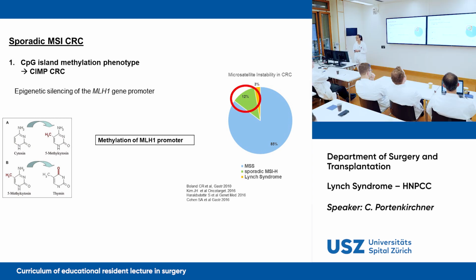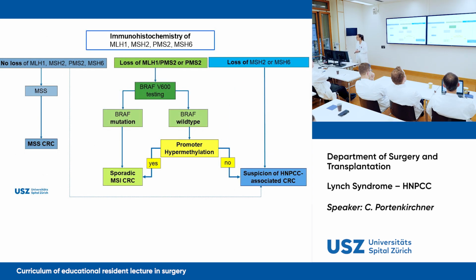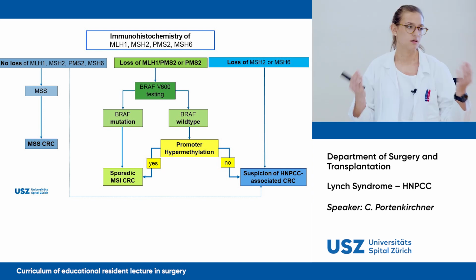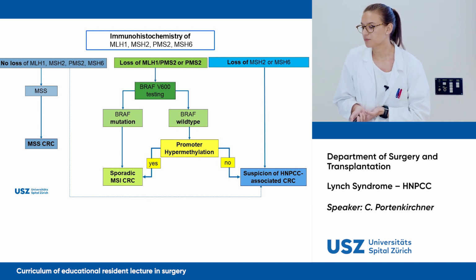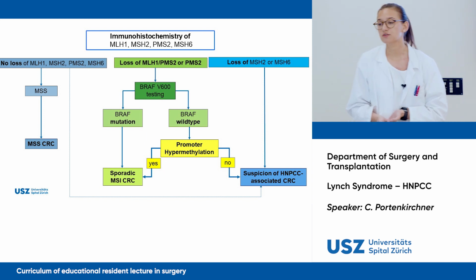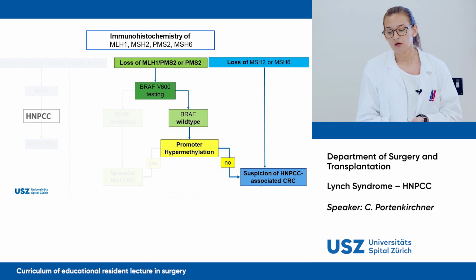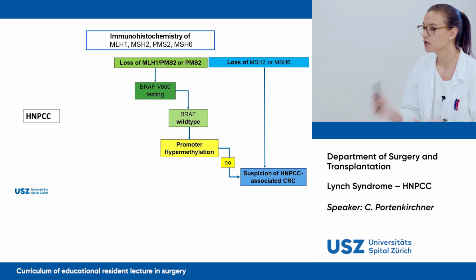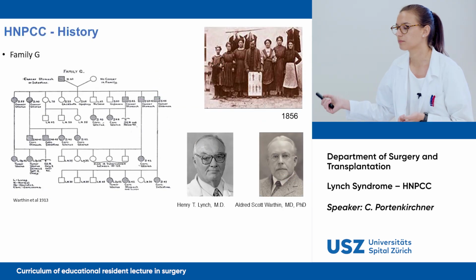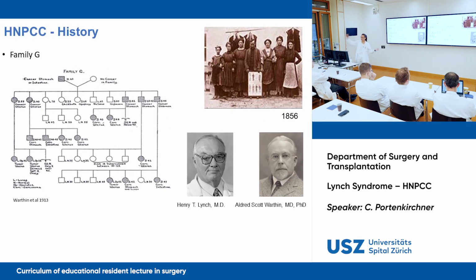So we were now looking at this part, which was actually this arm. We did perform a BRAF testing before, but I was not going into detail with this because we had this last time. We were looking at the promoter hypermethylation. If there's not a promoter hypermethylation, we have a suspicion of hereditary non-polyposis colorectal cancer, which is also called Lynch syndrome. Now, more than 100 years ago, there was a family G.